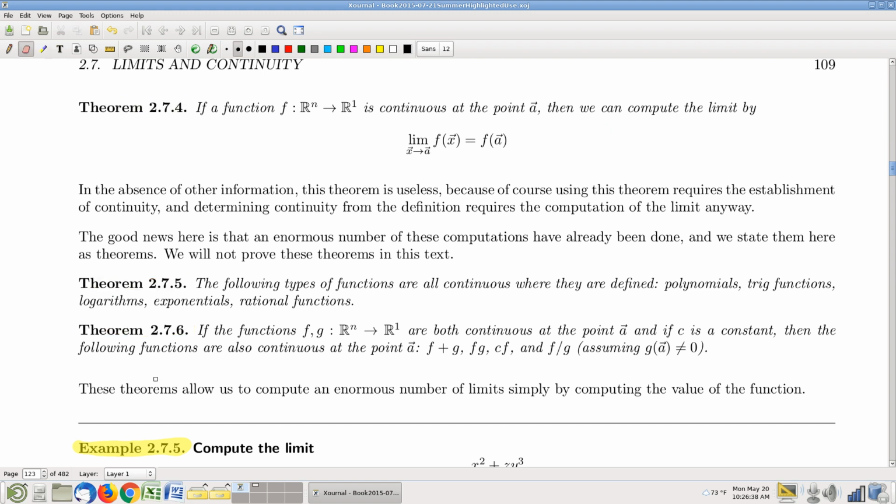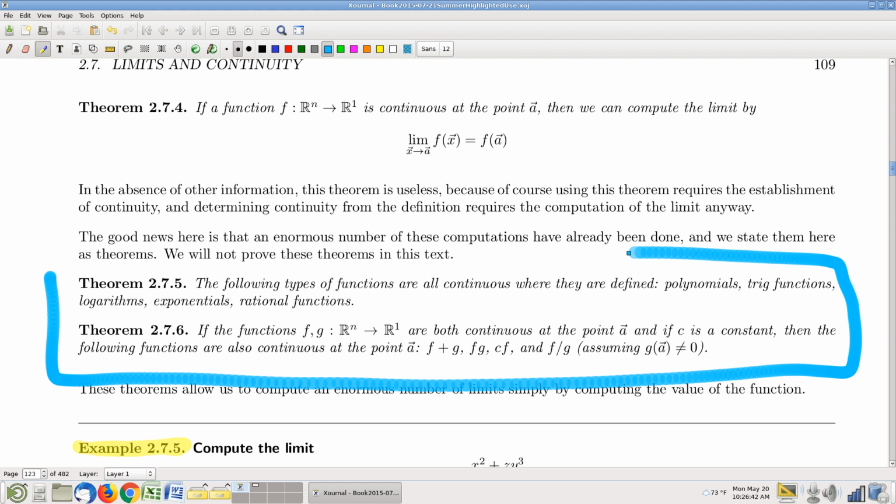But you have some great big tools here that you can use. These theorems give you a tremendously large category of functions that have already been shown to be continuous, and you may cite these facts at your leisure. So, all polynomials are continuous. You don't need to prove it. It's been proved. You may simply cite.